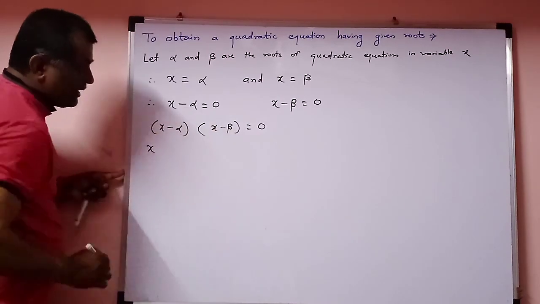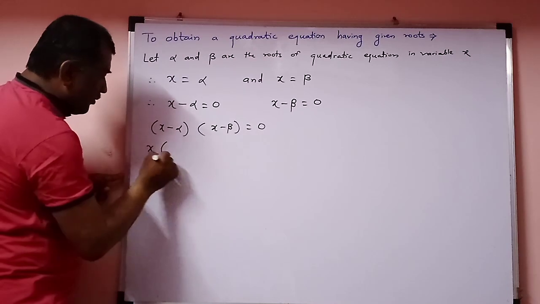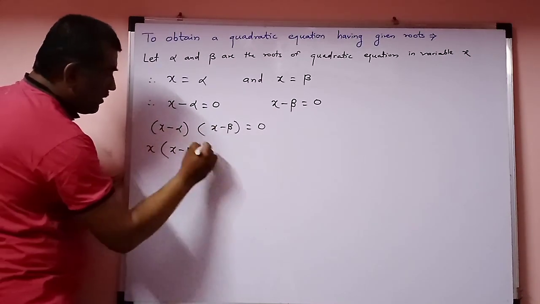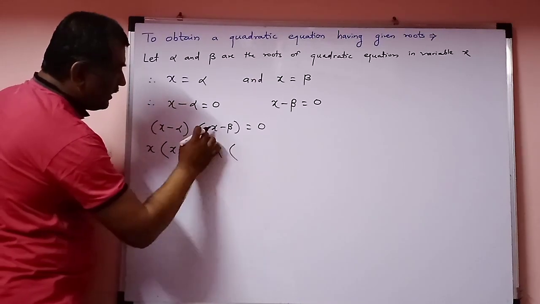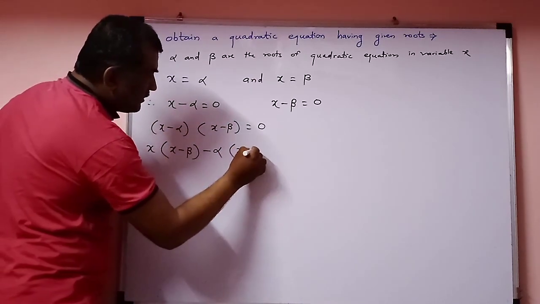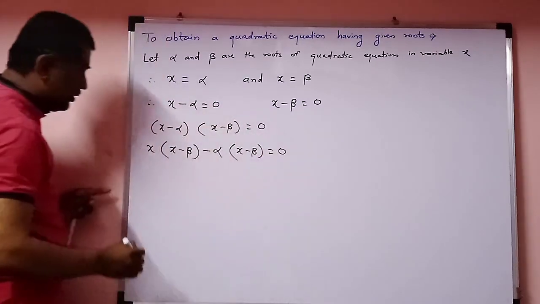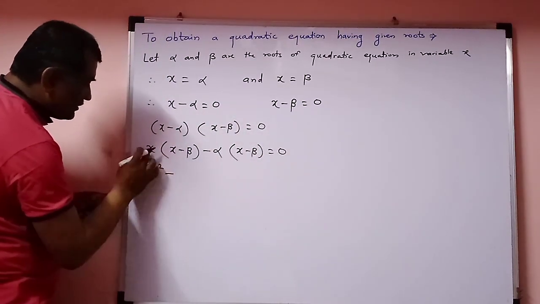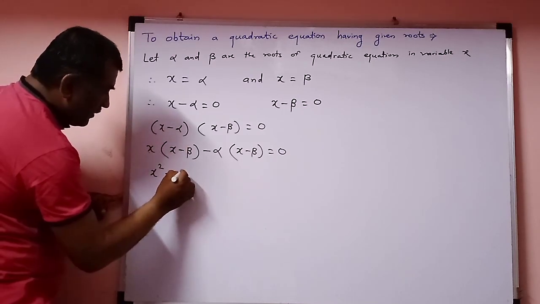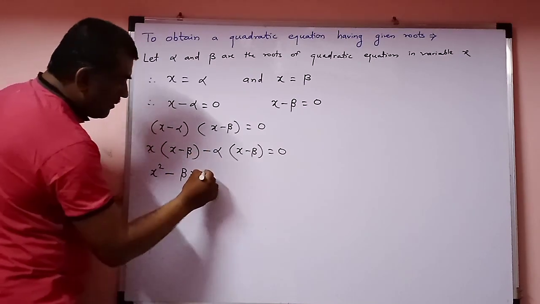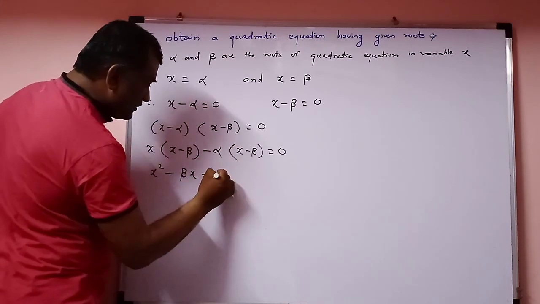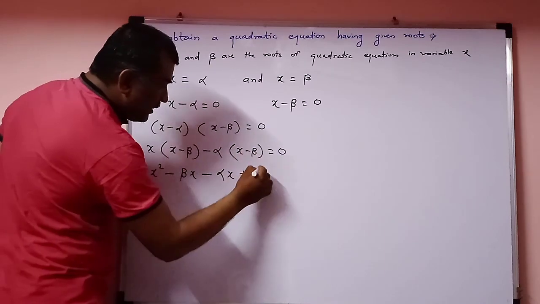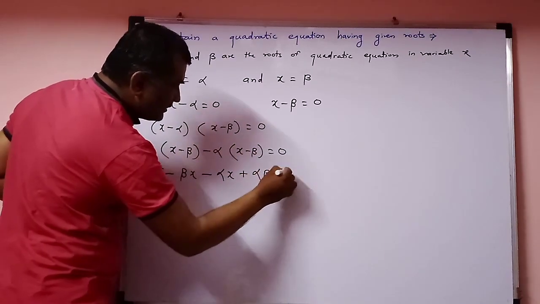x ने सेकंड ब्रॅकेट ला मल्टिप्लाय करूया. x into bracket x minus beta minus alpha into bracket x minus beta is equal to 0. x into x, x square, minus x into beta, minus beta x, minus alpha into x, minus alpha x, minus into minus plus alpha into beta is equal to 0.